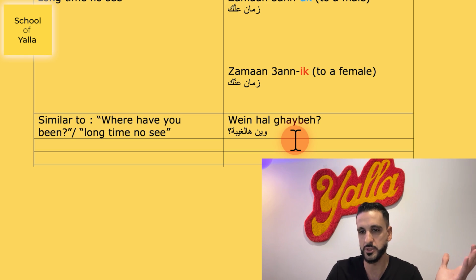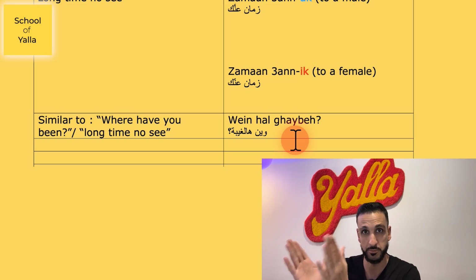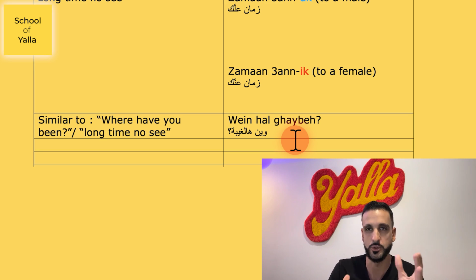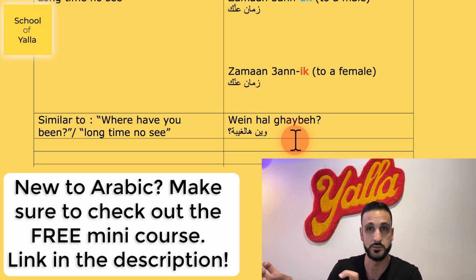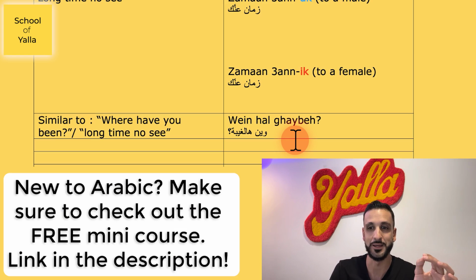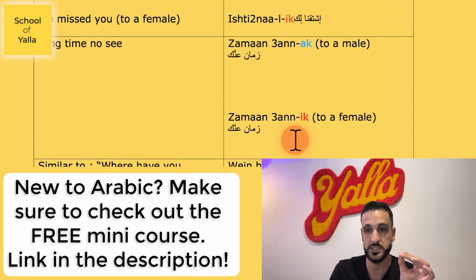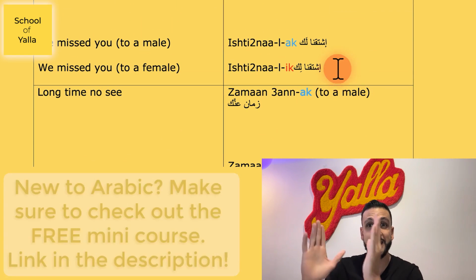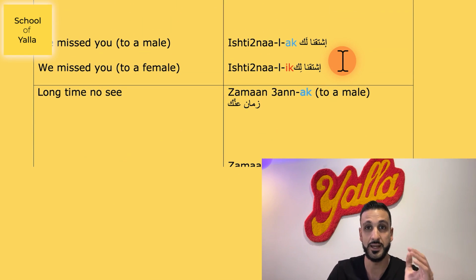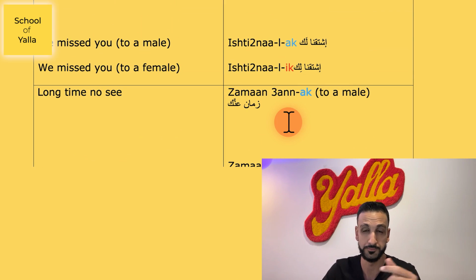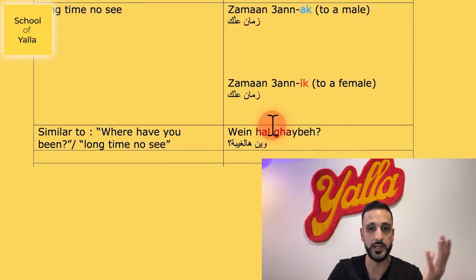And this is just generic because you're not referring to a specific person. So there's no gender to it. You don't have to change suffixes because it's where is this absence. There's no ek or ik here, because in the other phrases it's referring to the person. اشتقت لك, I missed you. And then زمان عنك, long time since I've seen you. تمام? So وين هالغيبة, okay?